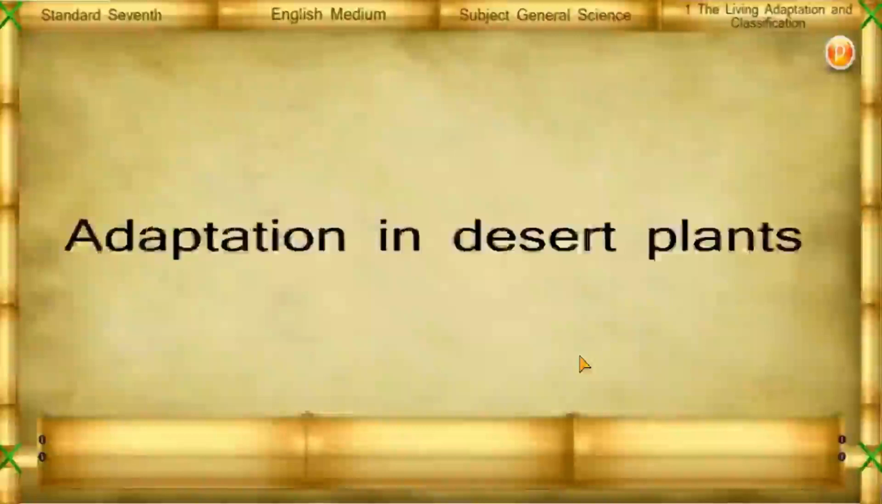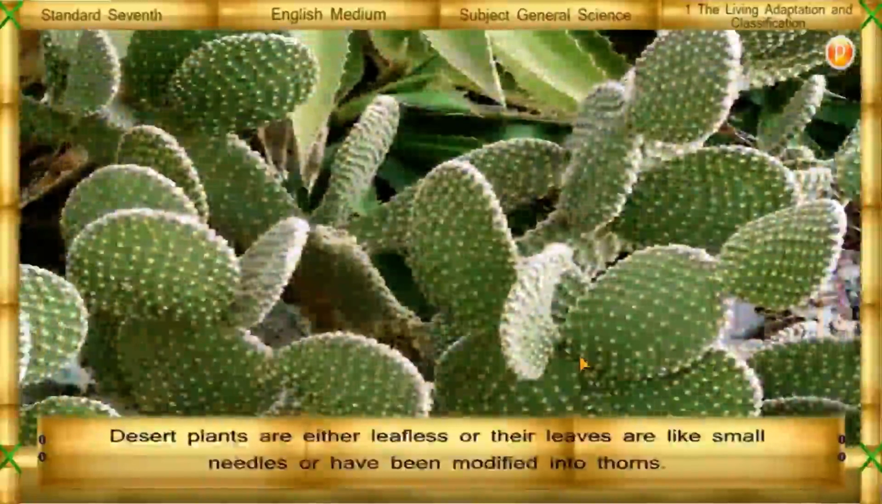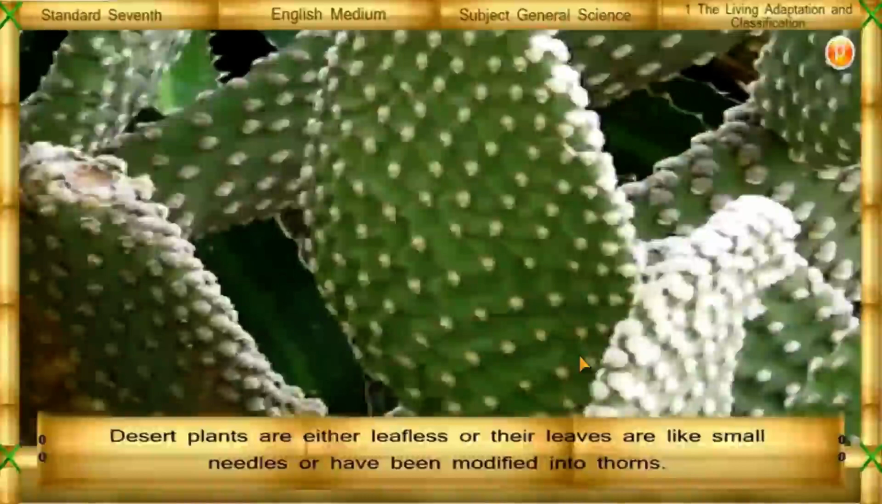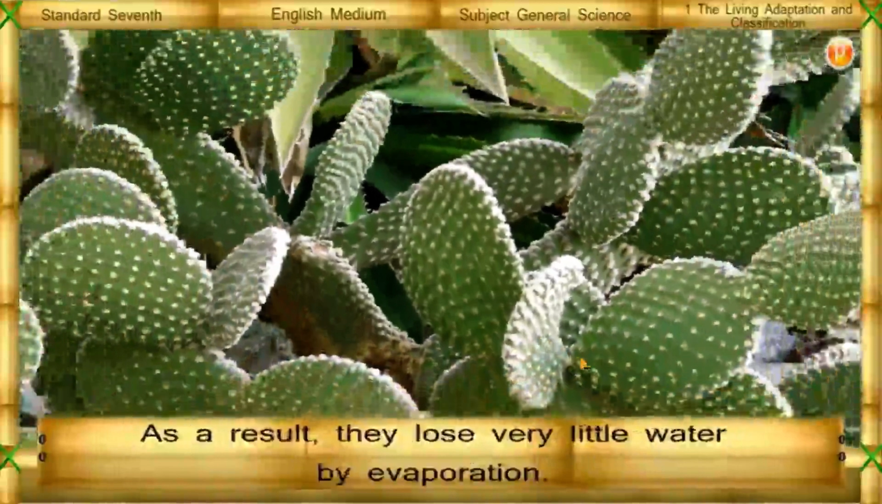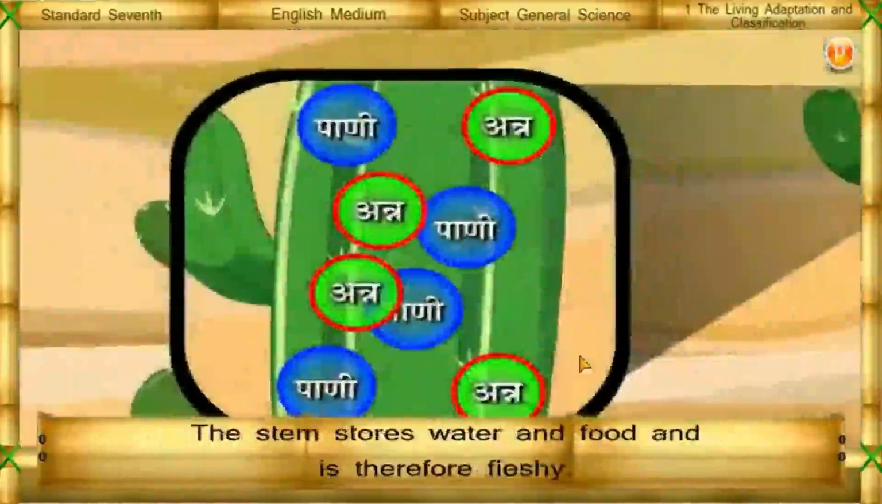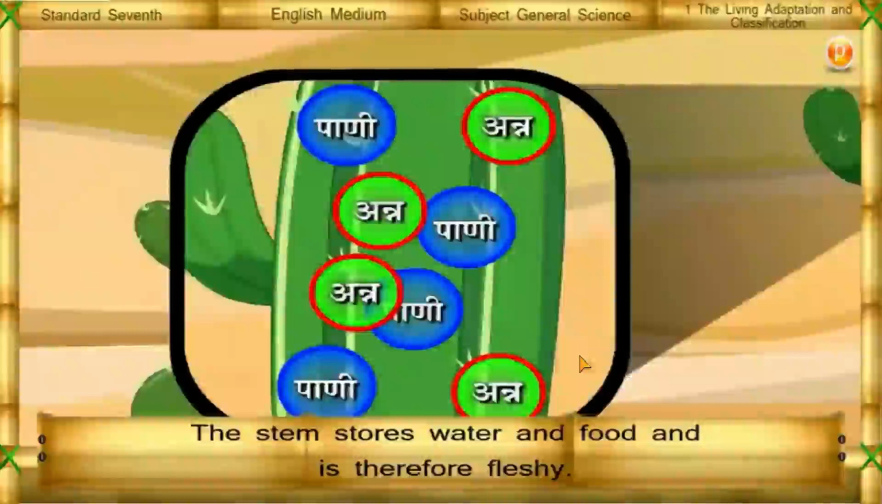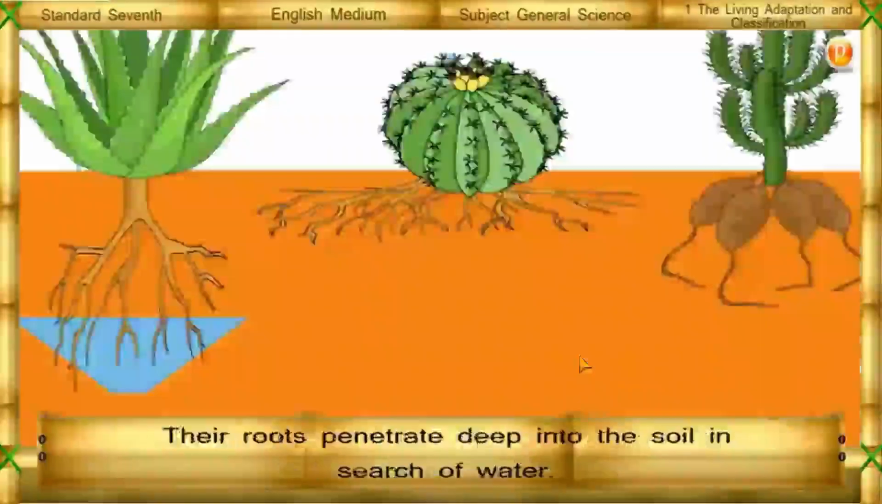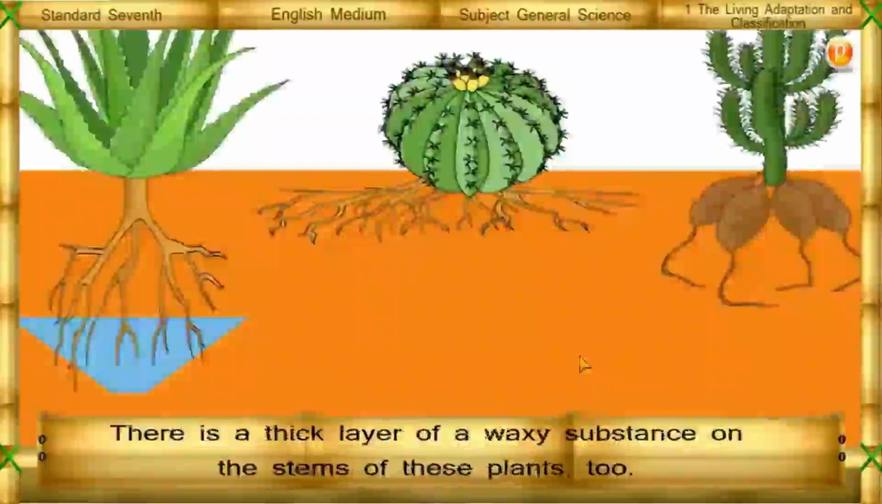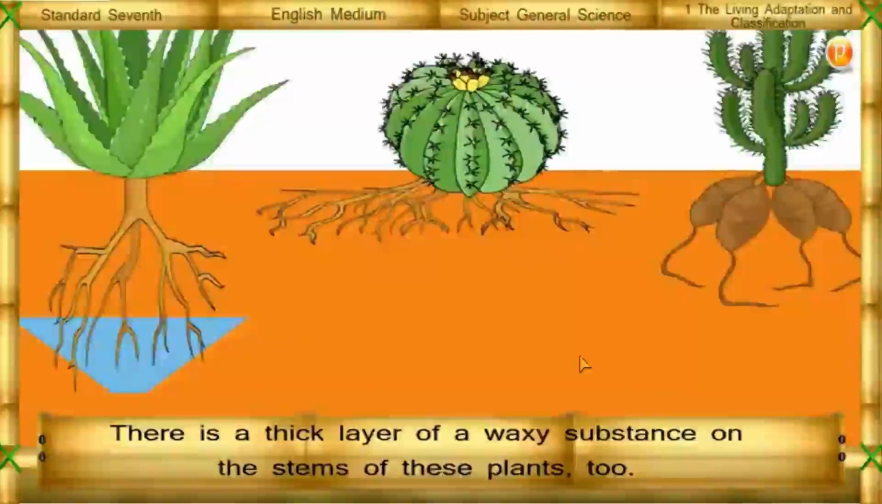Adaptation in desert plants. Desert plants are either leafless or their leaves are like small needles or have been modified into thorns. As a result, they lose very little water by evaporation. The stem stores water and food and is therefore fleshy. The stems are green as they perform photosynthesis in the absence of leaves. Their roots penetrate deep into the soil in search of water. There is a thick layer of a waxy substance on the stems of these plants too.